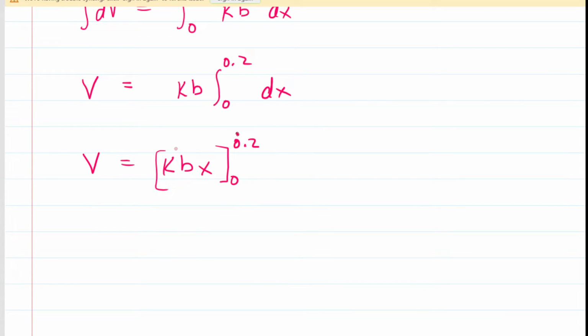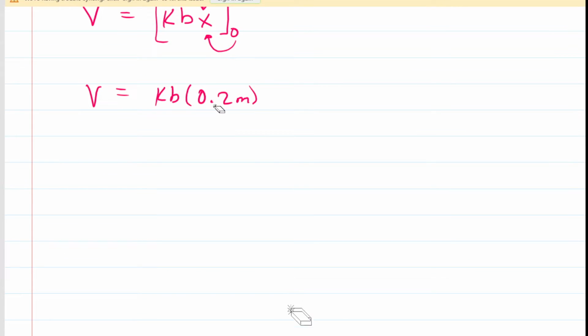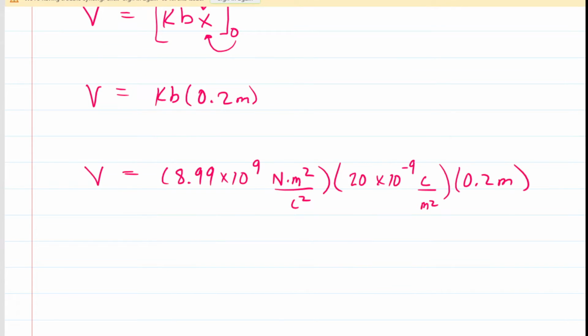And from our knowledge of calculus, we're going to plug in the upper bound, followed by the lower bound, but of course the lower bound is 0, so when we do kb times 0, we just get 0. When we subtract that outcome, it is negligible. So here we have kb times 0.2 meters. Let's plug in the values of k and b.